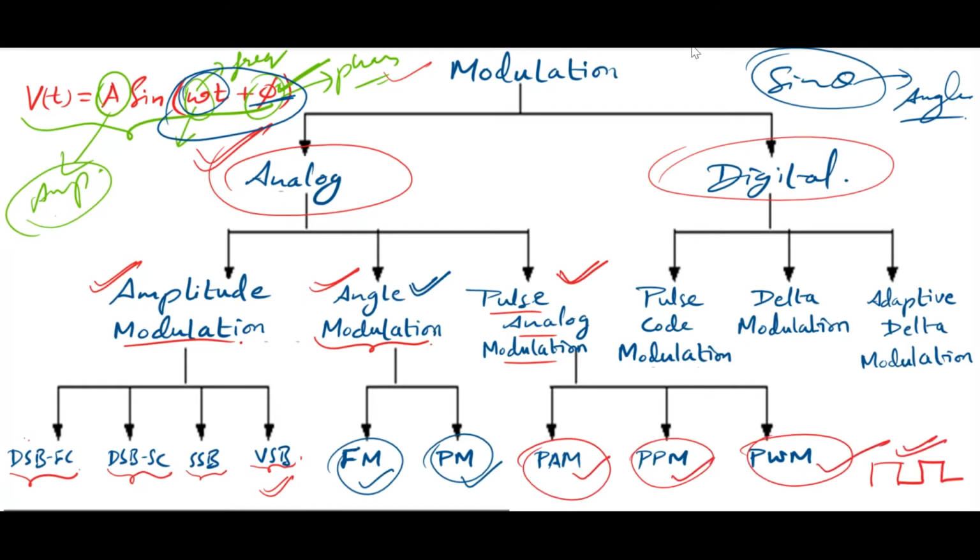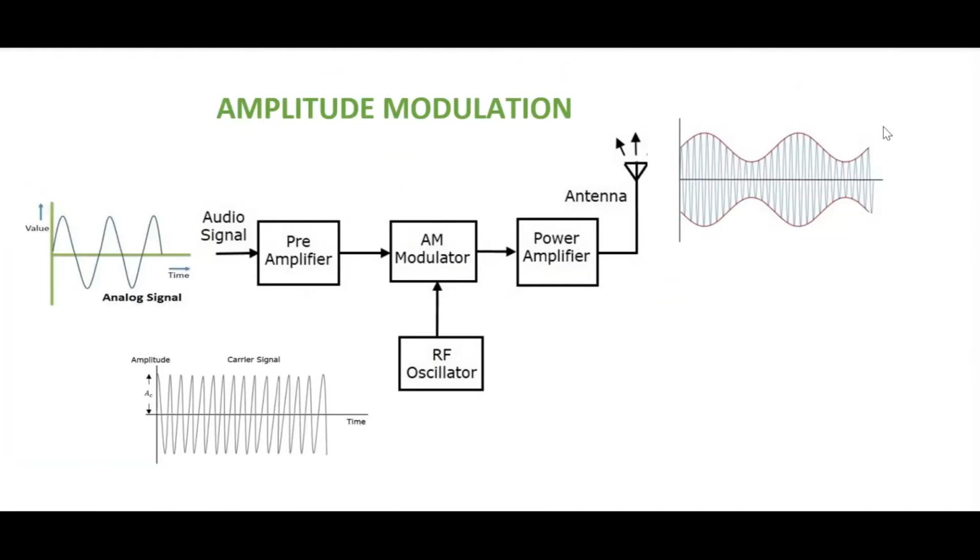If we talk about digital modulation, we can have PCM, pulse code modulation, delta modulation, and adaptive delta modulation techniques. There are more modulation techniques available, like keying modulation techniques, which cover ASK, FSK, PSK, QPSK, QAM, and many more. So this was just to give a brief idea about modulation techniques. Next, we'll start amplitude modulation.